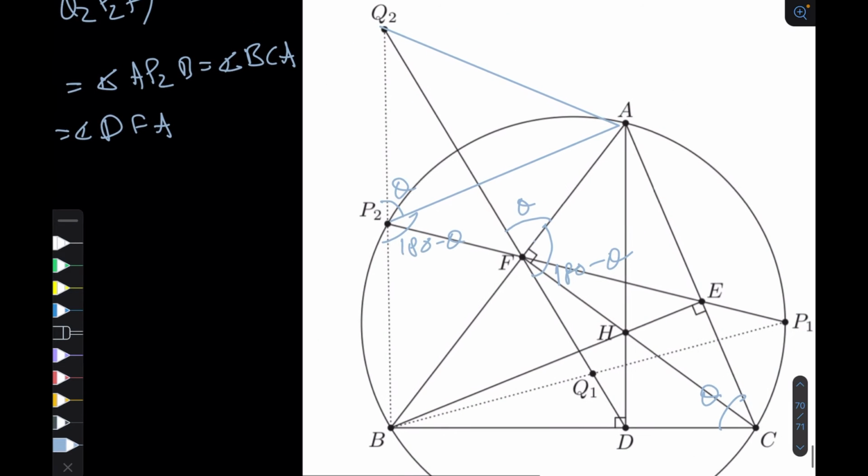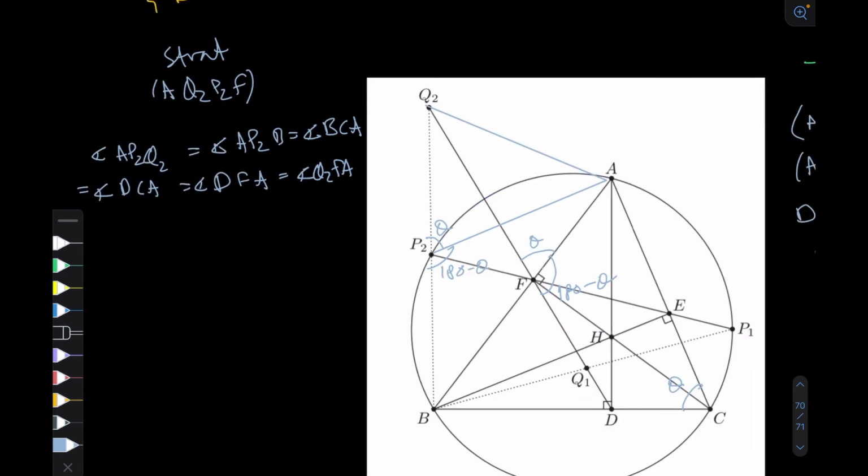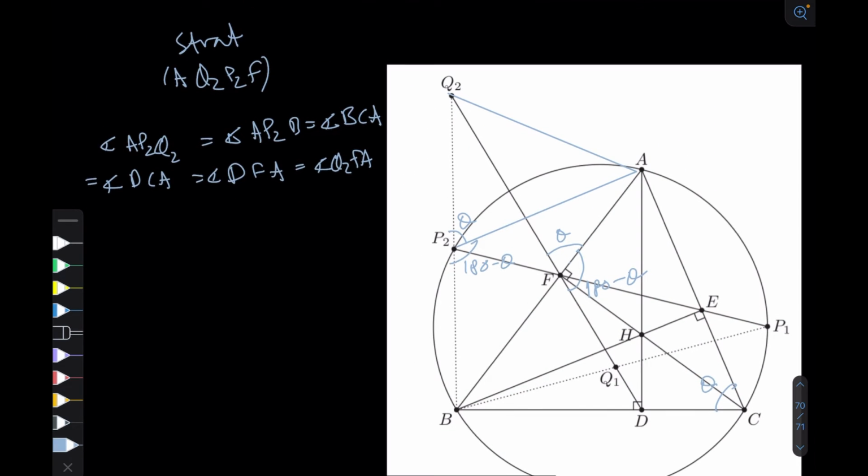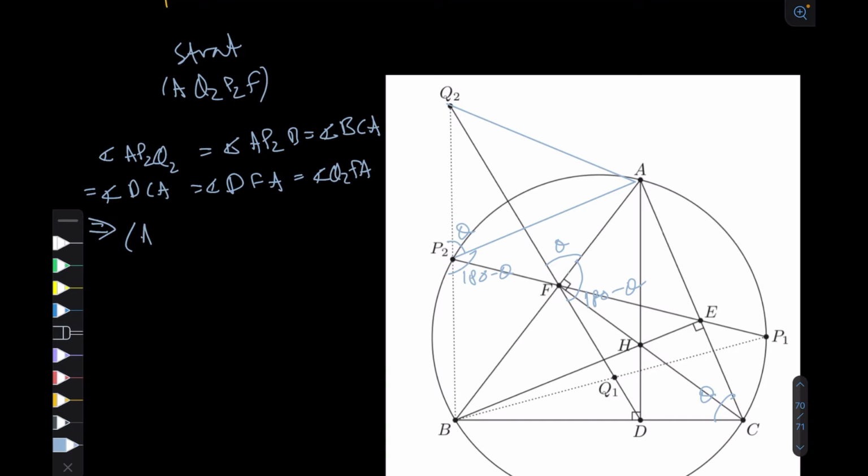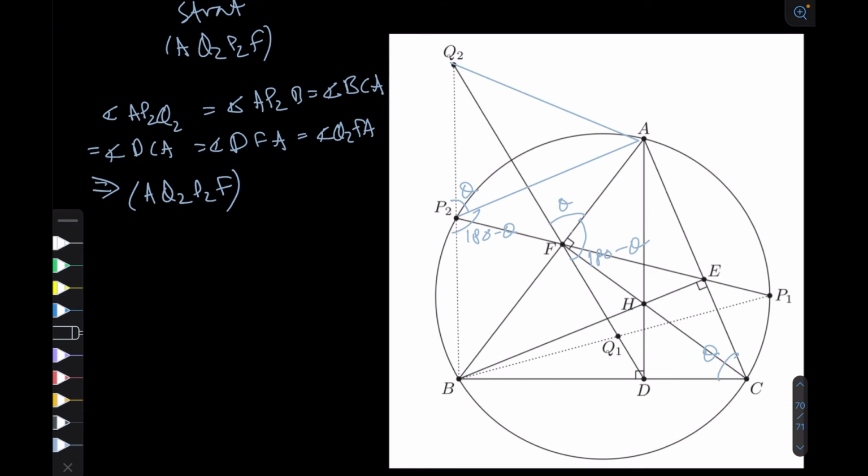In other words, let me keep track over here. This is the same as the directed angle Q2FA. So we have now proved that all of this implies that AQ2P2F is a cyclic quadrilateral. Right, so now we have this tool on our hand, and we need to arrive at the conclusion that the angle P2Q2A is the same as the angle Q2P2A.